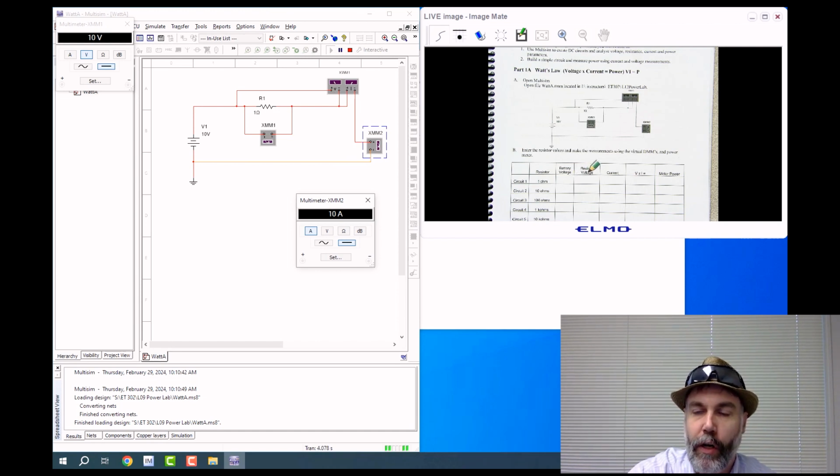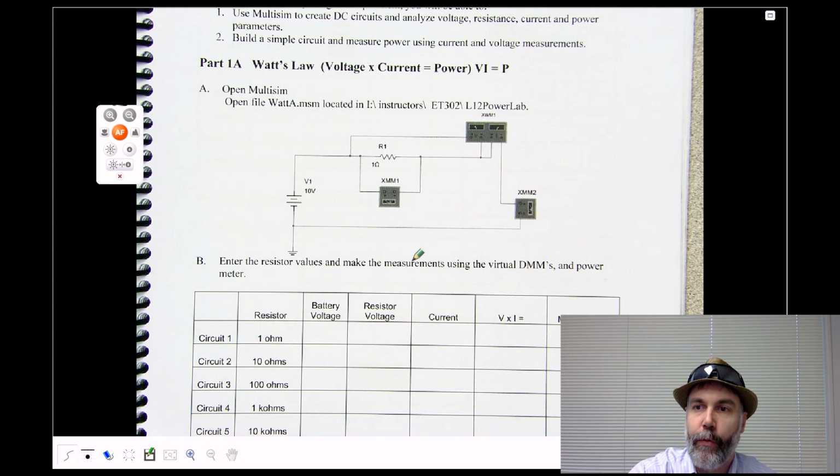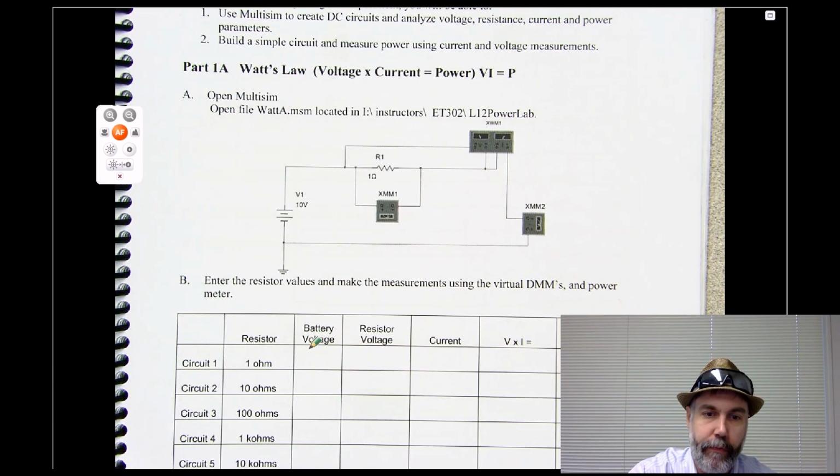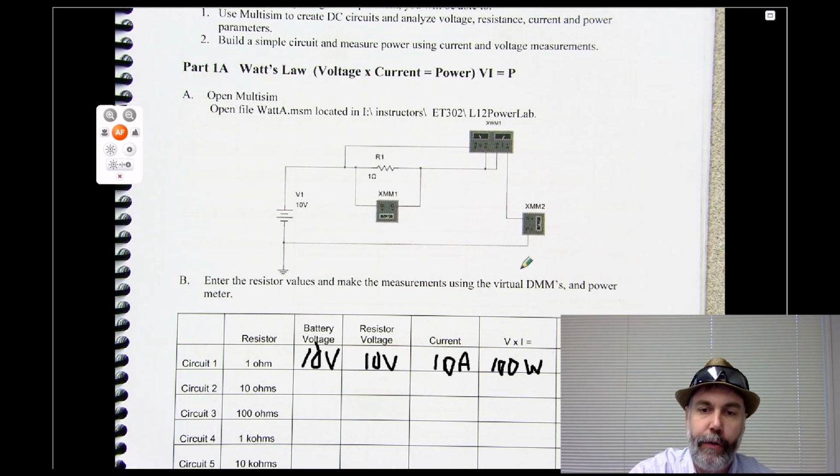So we would come over here to our table, and we would write down the voltage is 10 volts, and then the resistor voltage is 10 volts. The current is 10 amps. So then what would be the voltage times the current? Yep, 10 times 10 is 100. And voltage times current gives us watts. So V times I would be 100 watts.